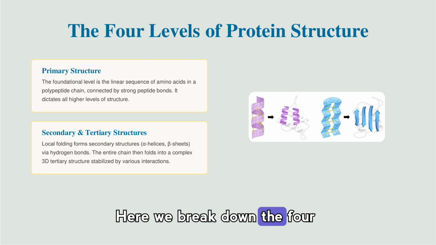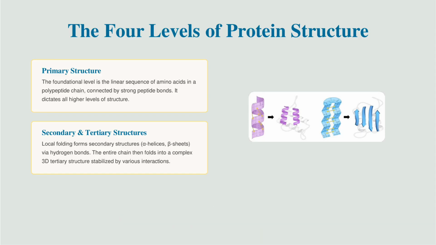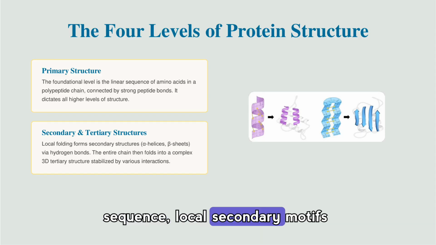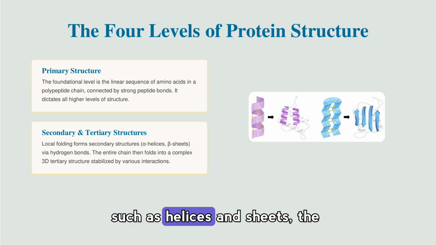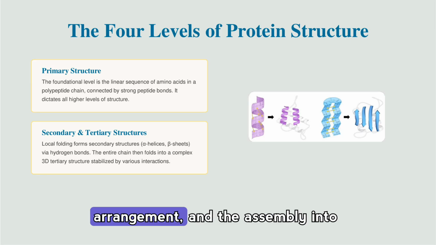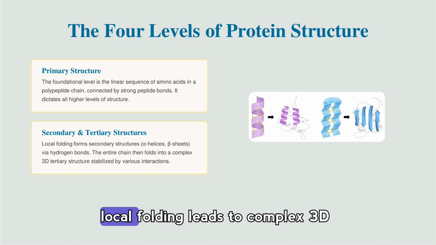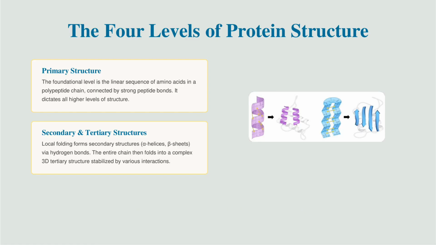Here we break down the four hierarchical levels of protein structure: the linear primary sequence, local secondary motifs, such as helices and sheets, the folded three-dimensional tertiary arrangement, and the assembly into quaternary complexes, with the illustration helping visualize how local folding leads to complex 3D forms.